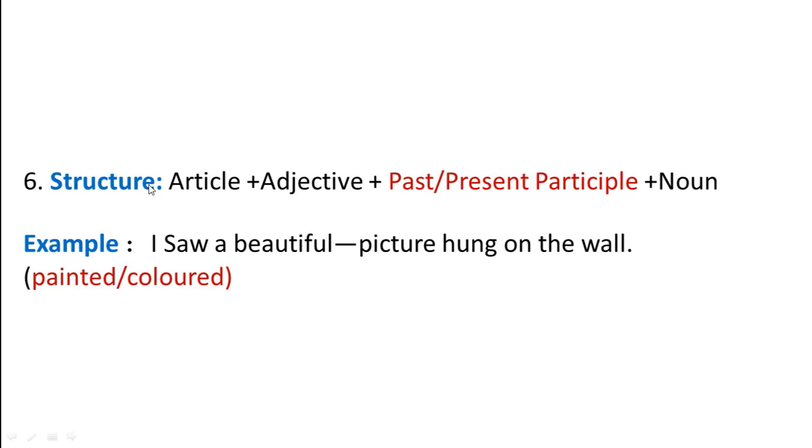Number 6. If you find the sentence structure in this way, article plus adjective plus gap plus noun. That means if you find gap between adjective and noun, you can use a past or present participle in the gap. Look at the example. I saw a beautiful dash picture hung on the wall. You can use here painted or colored. Here painted and colored is present participle.